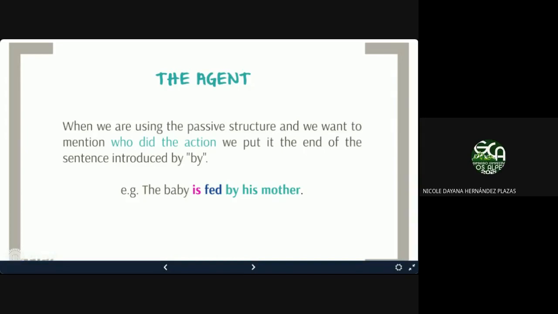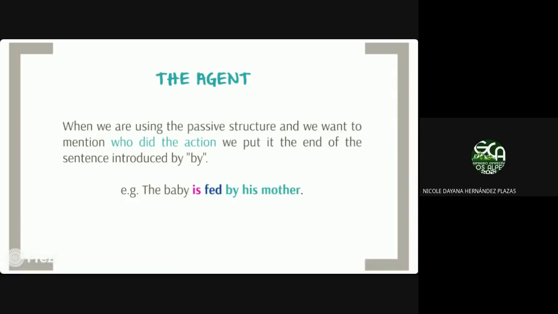Thank you. So as I was telling you guys, in affirmative, you just have to use the object, verb to be in present, and the participle form of the main verb. But as the subject is not important in the case of passive voice, we are not going to say that it is the subject, but we are going to say that it is the agent. And if you just want to include it, once again, it is not necessary, but if you want to include it, you just have to put it at the end of the entire sentence with by. So the baby is fed by his mother.